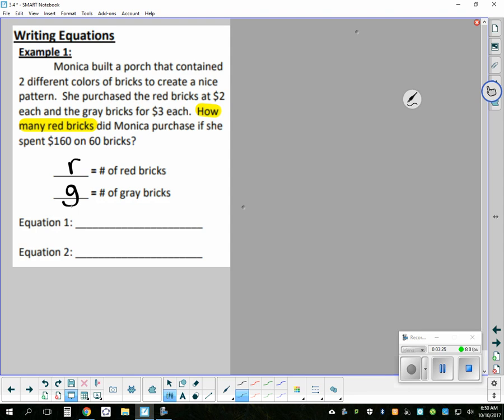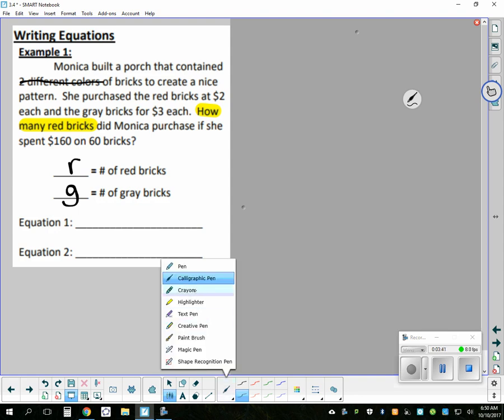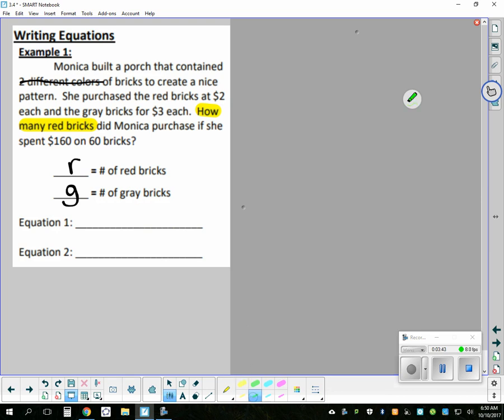Okay, we need to come up with equations. It's a system, so you should be thinking about two equations. They give us some different numbers. The two different colors, I don't think we need that information anymore. We took care of that with our two different variables. But information that is going to be useful to us: red bricks are $2 each, and gray bricks are $3 each. We also know she spent $160 on 60 bricks.